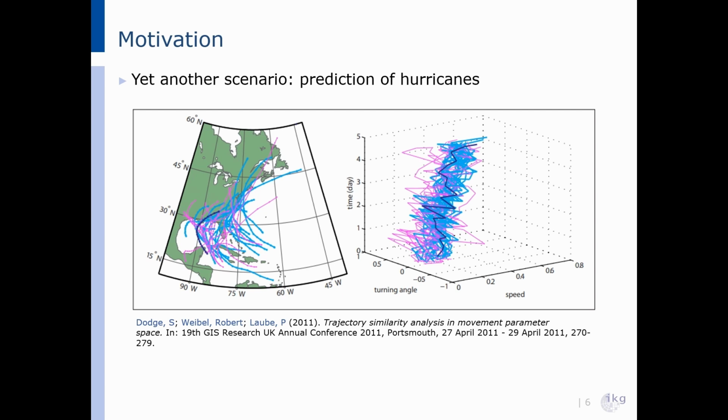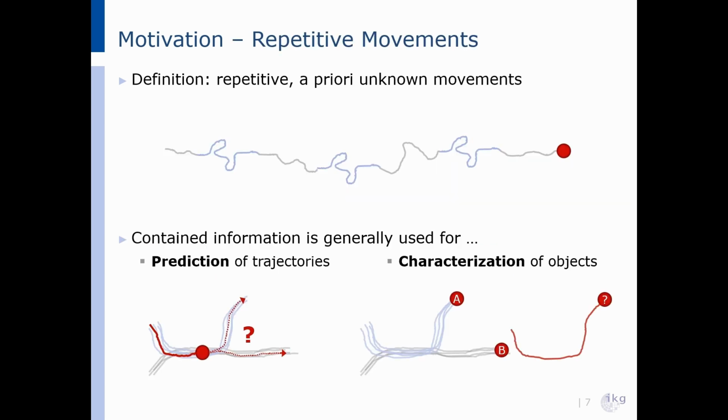The idea could be that if we know the typical movement, in this case the movement patterns of a storm, then we might also predict where it will go. And this, of course, is very important for the people living on the coast of the US or Central America, or wherever it will go.